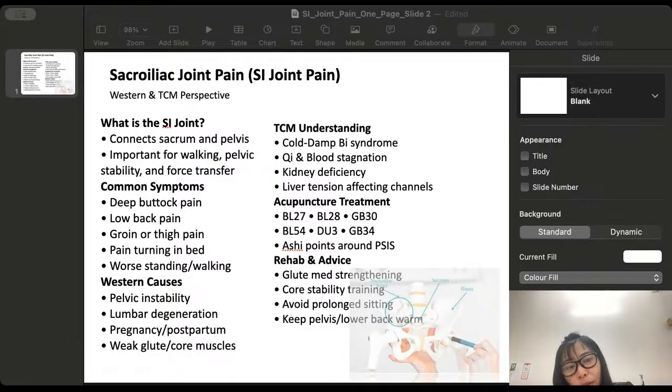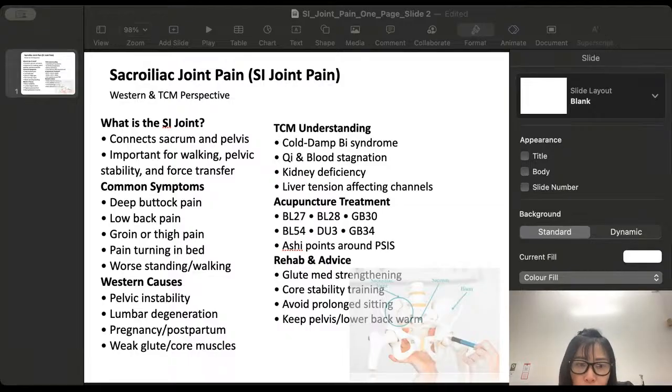Now we come to the chronic stage, and we are not focused on reducing inflammation anymore because there is probably no inflammation at all. So we focus more on stabilization, improving circulation, tonifying or strengthening the kidney system, and reducing chronic tension, because many chronic SI cases are actually instability problems.